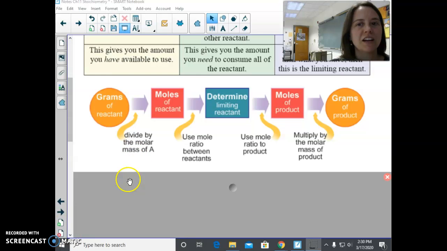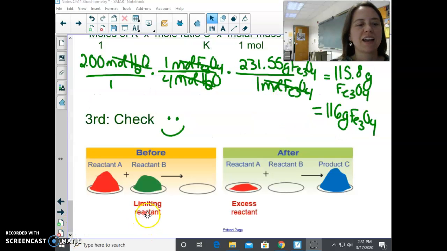And here's another nice visual found on that page. We take our grams of reactant and divide by the molar mass to make it moles of reactant. Then we use our mole ratio between the reactants to determine the limiting reactant. Then we take our limiting reactant and use a mole ratio with the limiting reactant and the product to figure out our moles of product. And then we multiply the moles of the product by the molar mass of the product to get our grams of product. So that will tell us how much product we have. Basically that is how we go from mass of our limiting reactant to mass of our product.